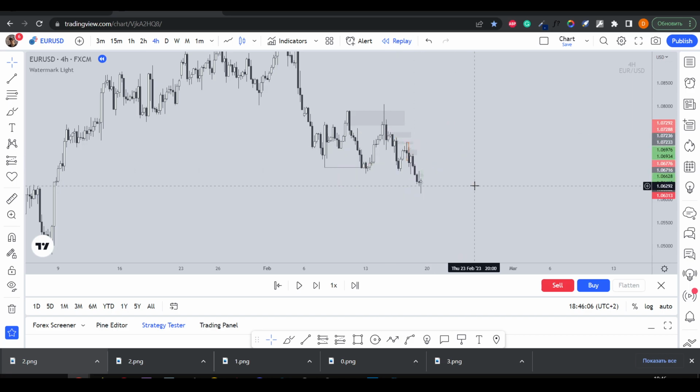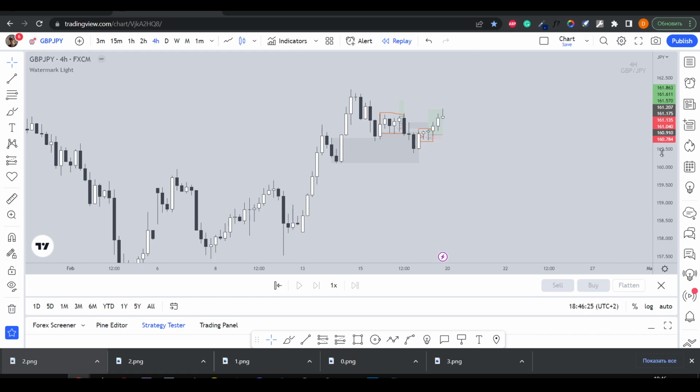So this is for Euro USD, and this is another entry I tried to take. As you can see, we have really clear breaks, like classical breaks, and nice zones.